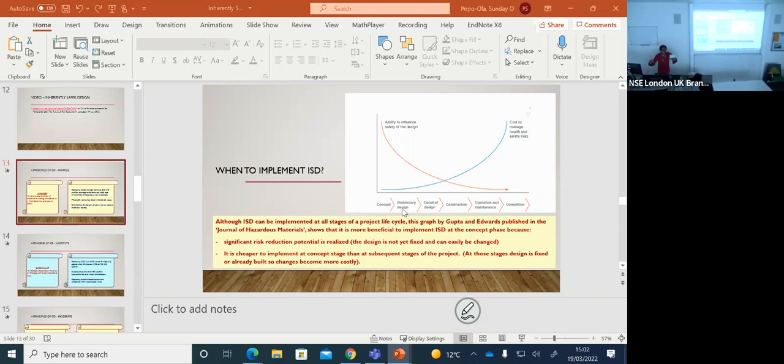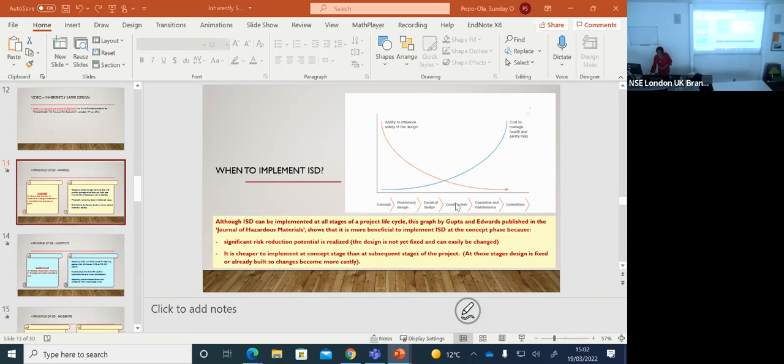Everyone's still bouncing ideas. Nothing is fixed. No equipment has been bought. And you're still trying to say, okay, how should we design our facility to meet our business objectives or production objectives, or for those in the railway, how many passengers do we want to carry in a year? How do we design this to carry that number of passengers? So at that stage, you can change things and implement inherently safer design.